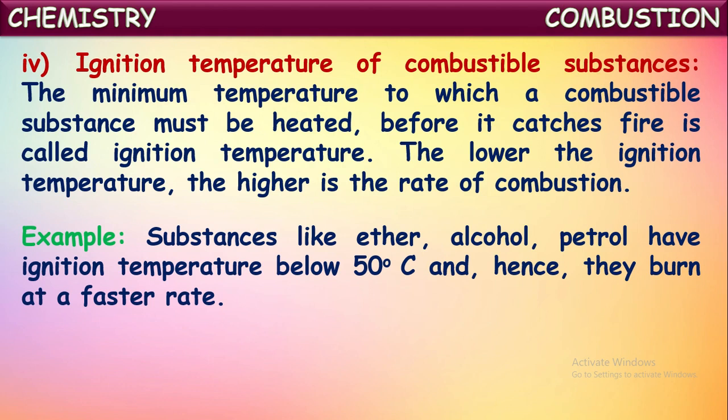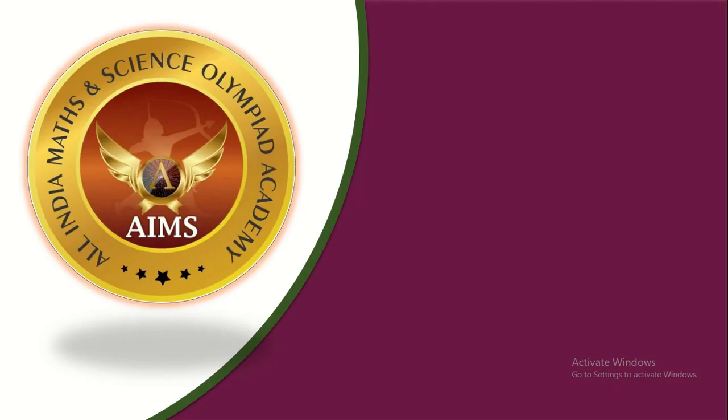The substances which have low ignition temperature catch fire easily and burn at a faster rate. Combustion occurs at a faster rate for those. For example, alcohol, petrol, LPG burn at a faster rate. Whereas substances like wood logs have high ignition temperature, they catch fire at a very slow rate on long heating and they burn at a slow rate compared to the rest. Okay, this is about ignition temperature.